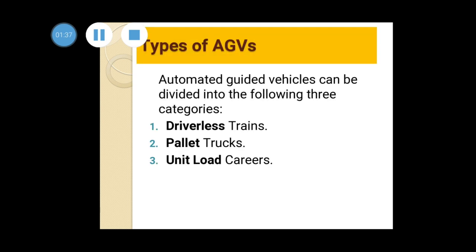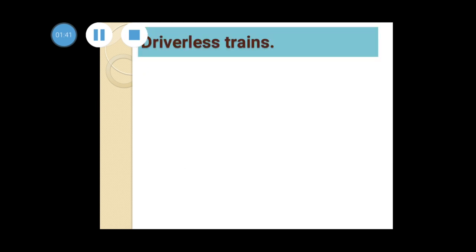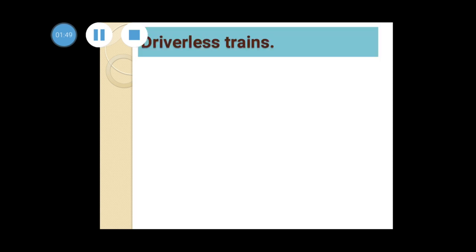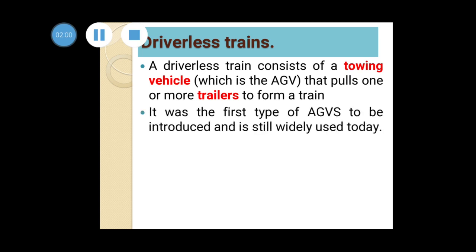So the types of AGVs include driverless trains, pallet trucks, and unit load carriers. Driverless trains. A driverless train consists of a towing vehicle, which is the AGV that pulls one or more trailers to form a train. It was the first type of AGV to be introduced and is still widely used today.